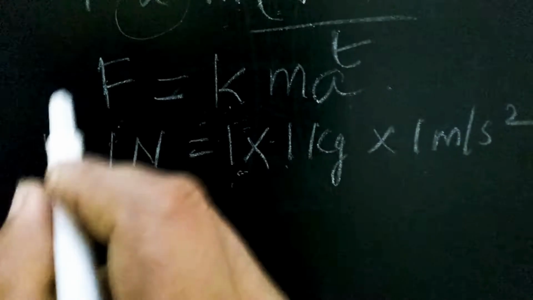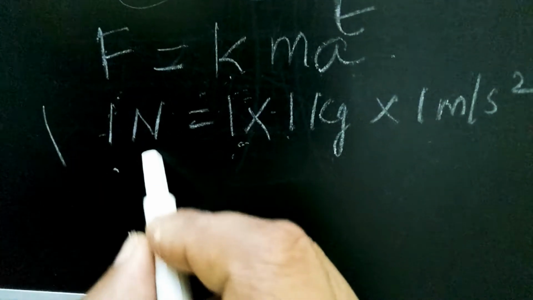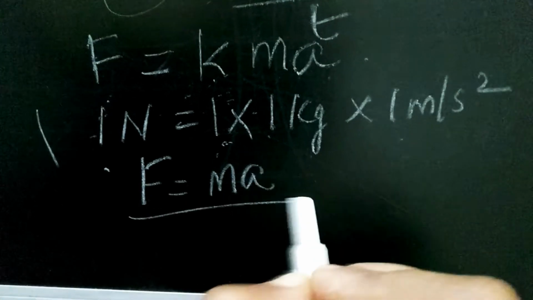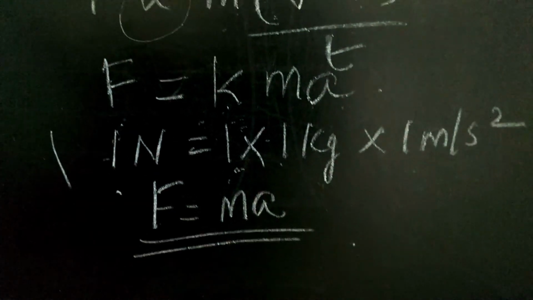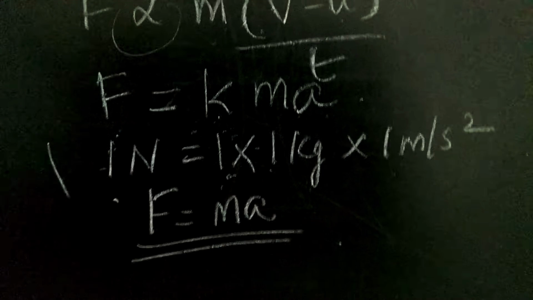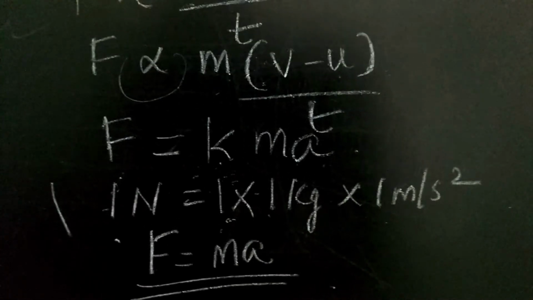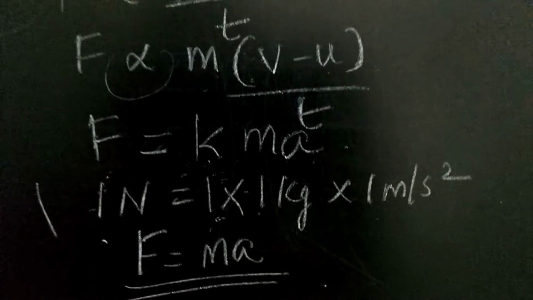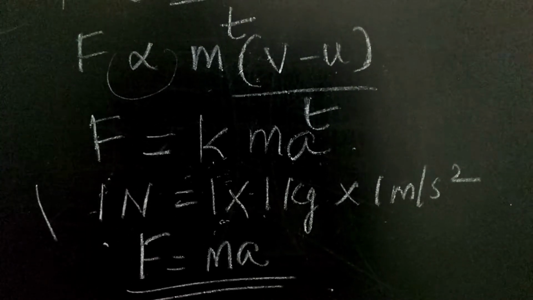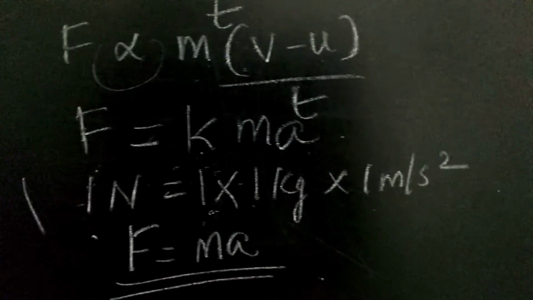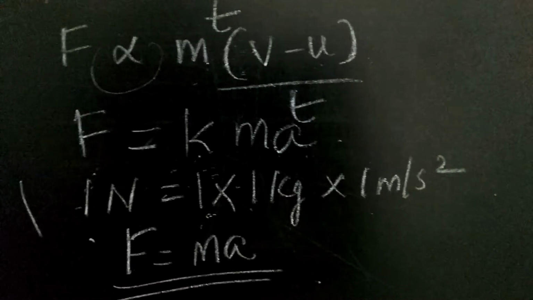So we can arrange or rewrite the equation as F is equal to ma. So we got the equation of force, F is equal to ma. The constant K is equal to 1, which means it is always 1. Mass can vary, acceleration can vary, force also can vary, but K is always 1. That is why we are removing K. So F is equal to ma.